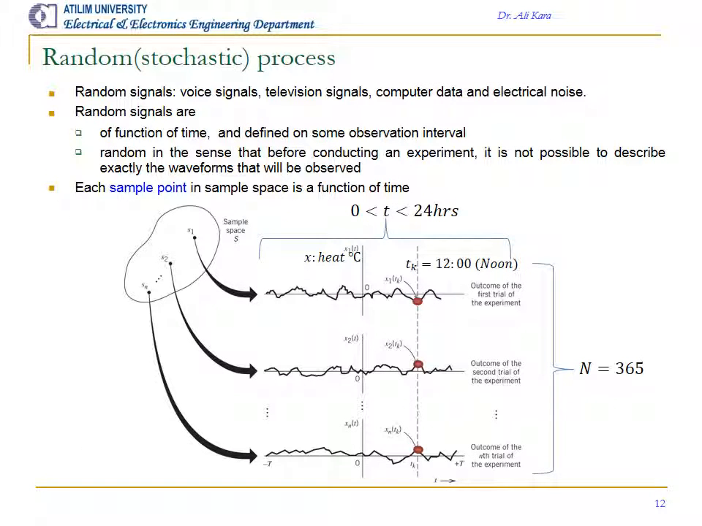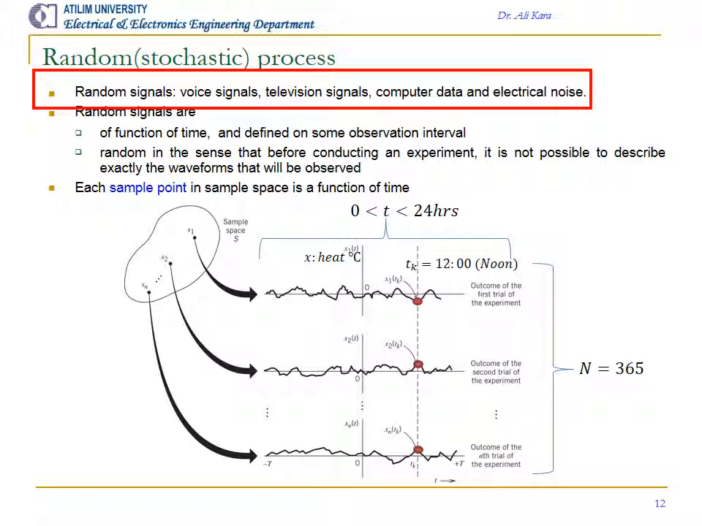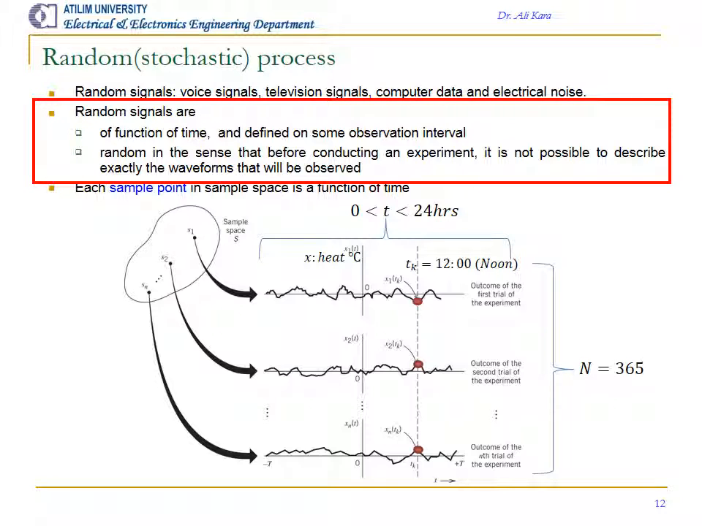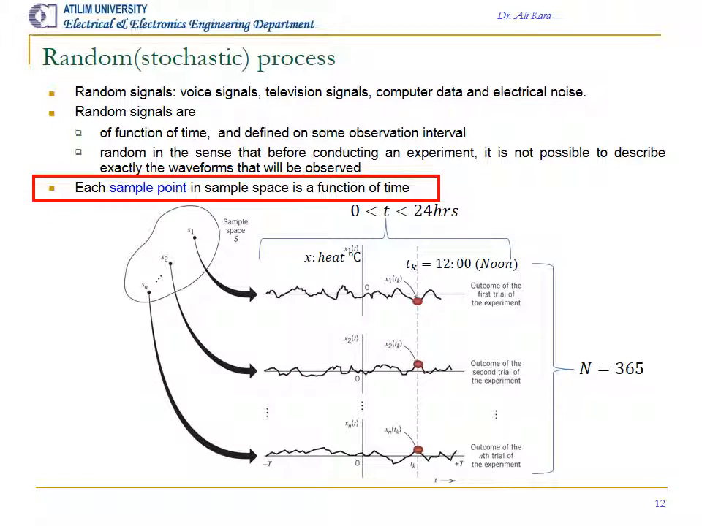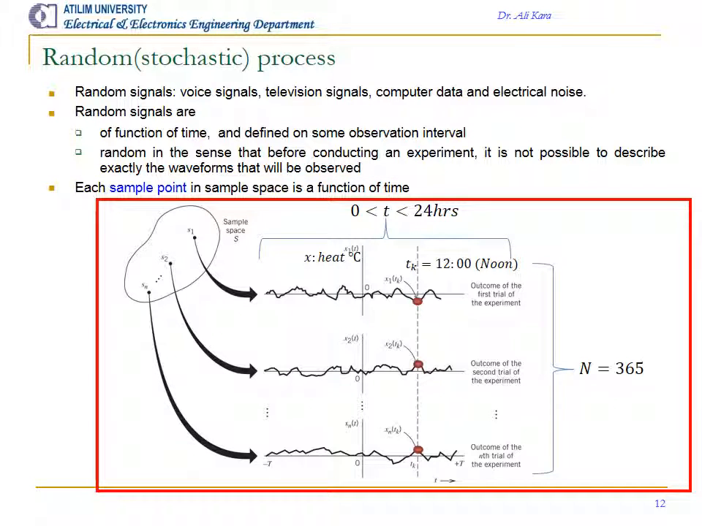Random (stochastic) process. Random signals are voice signals, television signals, computer data, and electrical noise. Random signals are functions of time and defined on some observation interval. They are random in the sense that before conducting an experiment, it is not possible to describe exactly the waveforms that will be observed. Each sample point in the sample space is a function of time. Let us visualize an example stochastic process to understand it better.